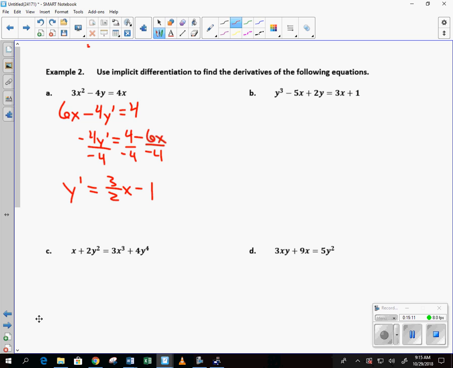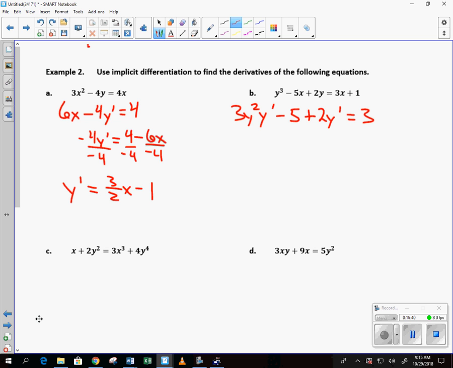What's the derivative of y to the third? 3y squared y prime, minus 5, plus 2y prime equals... uh-oh, I've got two y primes, not just one. I showed you how to do this last year. We'll see who remembers. What do I do?